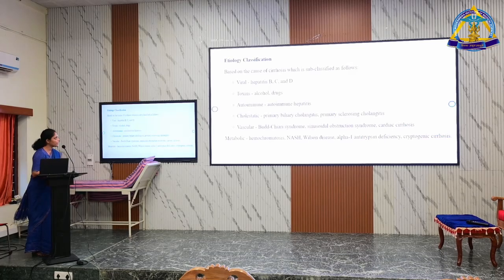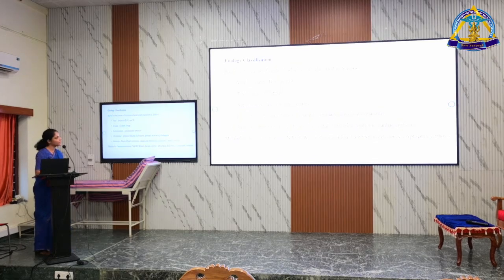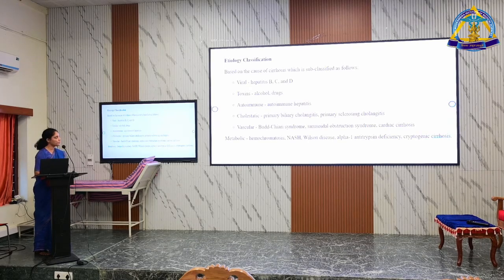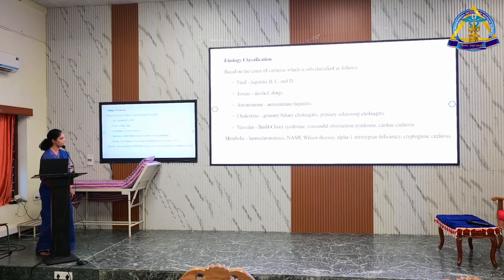So, coming to the etiology, based on the causes of cirrhosis, we can broadly classify this into viral hepatitis B and C. These are the commonest causes worldwide. Toxins can cause liver cirrhosis, such as alcohol and certain drugs such as methotrexate. Then autoimmune hepatitis leading to cirrhosis, cholestatic causes, primary biliary cholangitis and primary sclerosing cholangitis, and vascular causes, just as in case of Budd-Chiari syndrome or sinusoidal obstruction syndrome.